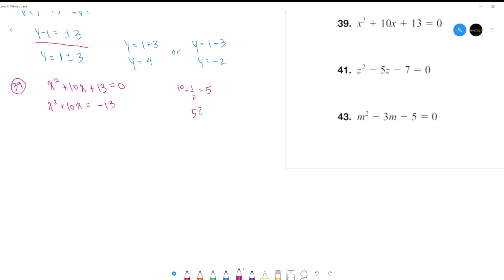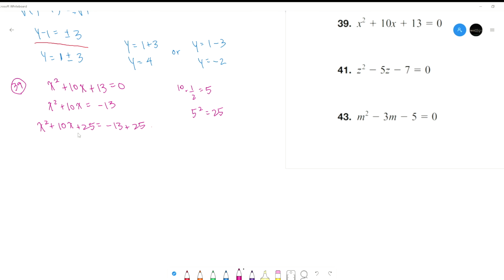Next, I take the 5 and square it and get 25, which is what I add to both sides of the equation. So x squared plus 10x plus 25 is equal to negative 13 plus 25. Is that clear? Now this is because we added 5 squared, which is 25, to both sides. We just completed the square.